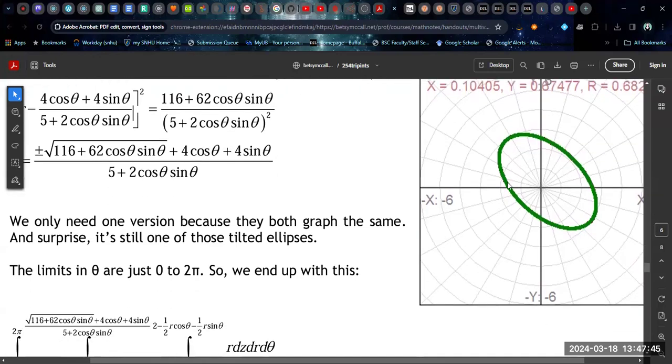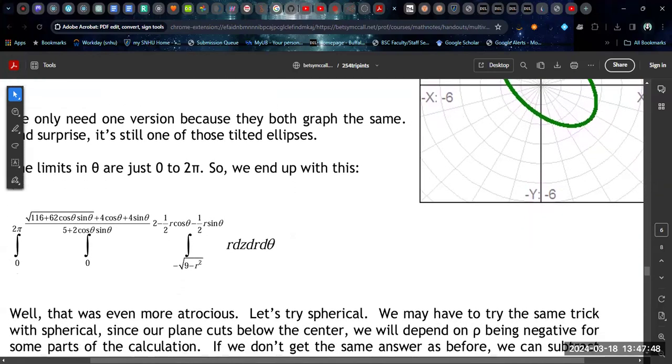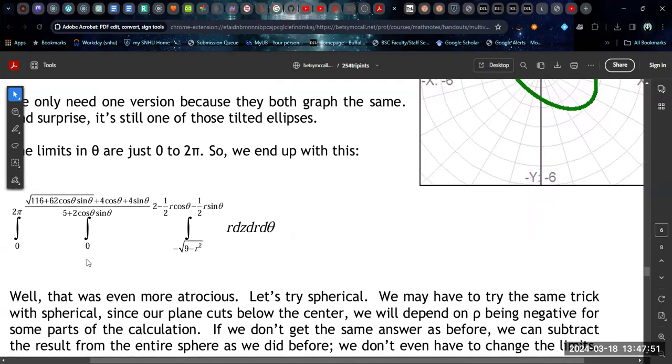And then the limits in theta, because we're going to go all the way around the ellipse, are 0 to 2 pi. And so we end up with this insane expression. I think my limits of integration here, this is the bottom circle, not the top circle, but top half of the sphere. But I think we could flip those. But this R radius is going to be a pain to integrate. The R itself will be bad enough, but then we're going to integrate R and then plug this in, and we may have to square it or cube it or do something else.